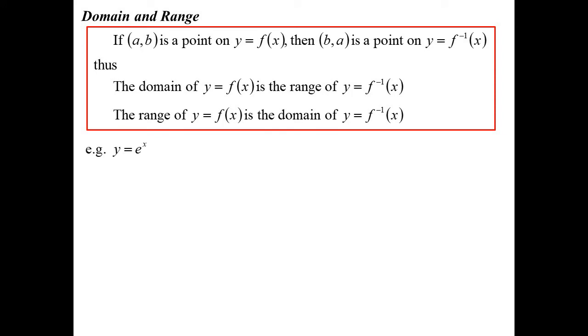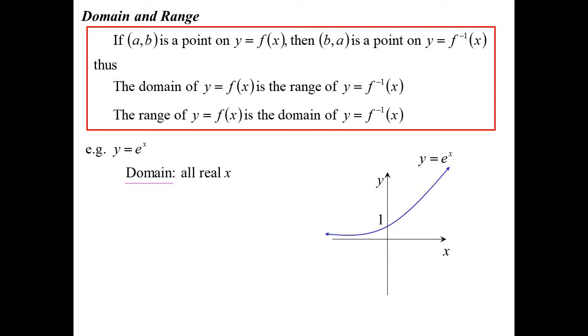So let's do an example here. We've got e to the power of x, an exponential curve. And there's the picture over there, our basic exponential, e to the power of x. Well, we know the domain of our original function is all real x. And the range would be y is greater than 0. The inverse function, so a bit like this I suppose is what we're saying.